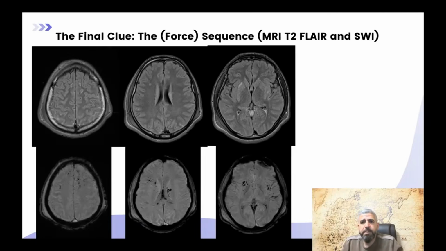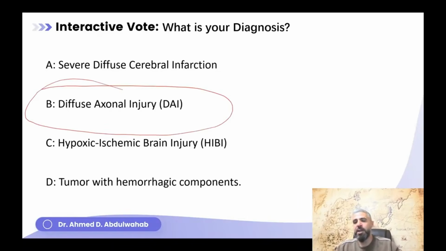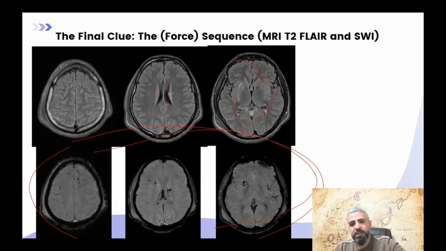We did a brain MRI for this case. And what do we see here? This is T2 FLAIR showing a mass effect. The ventricles look small, compressed, okay? And this is the SWI. What is this? A, severe diffuse cerebral infarction? B, diffuse axonal injury? C, hypoxic ischemic brain injury? Or D, tumor with hemorrhagic component? Diffuse axonal injury. And of course, the key was in the susceptibility weighted imaging.